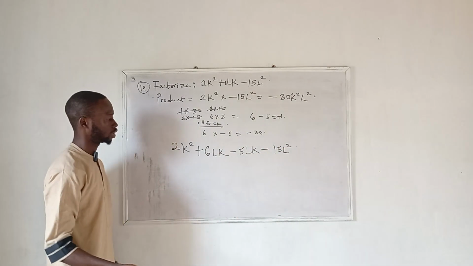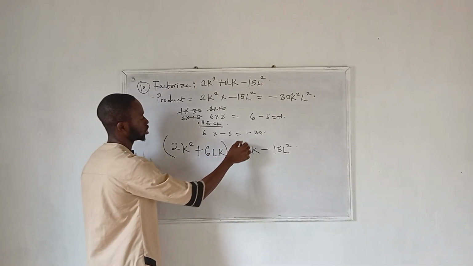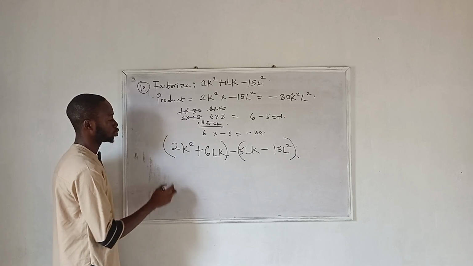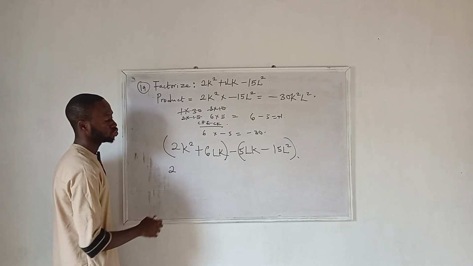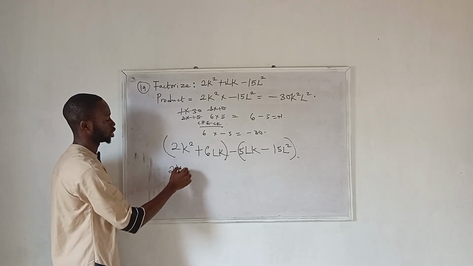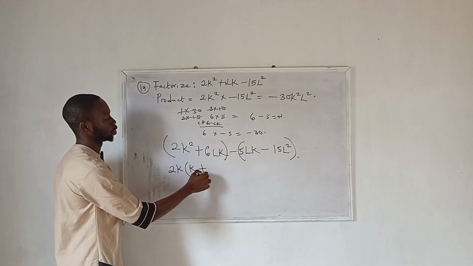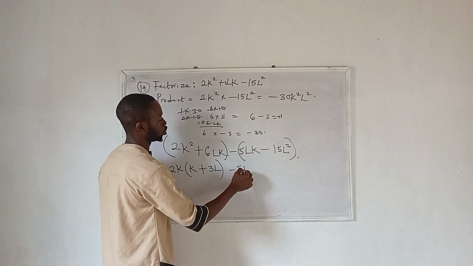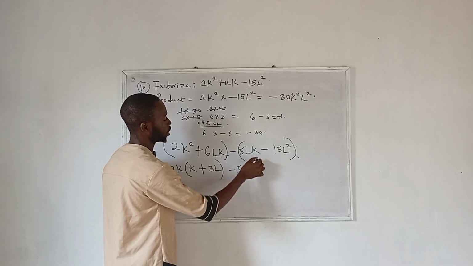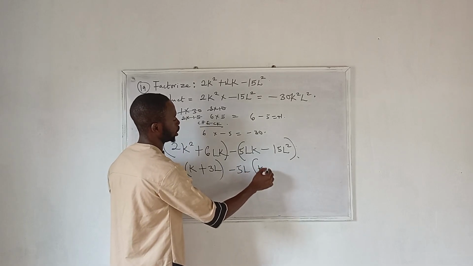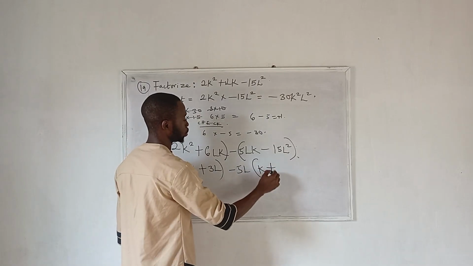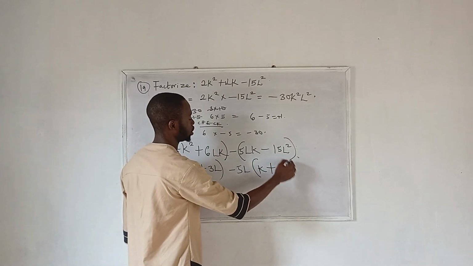Now we can factorize. So if we factorize this, factorize this, what is common to 2 and 6? We divide them, the highest number is 2, or we divide both here and here, k as well. So if you remove 2k, you have k plus 3l. Then if you remove minus 5l here, you are going to have k, minus times minus. The sign outside must multiply the sign inside. That'll give you what? Plus. If you remove the l, you're going to have 3l left.